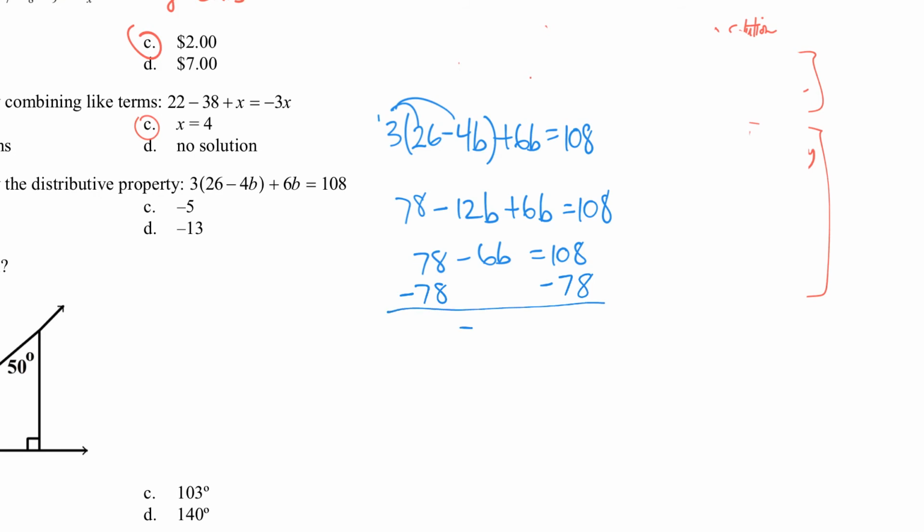And so I'm going to write the negative 6b here equals, with that 0, that's 30. And I'm going to divide by negative 6. And b is equal to negative 5. And ooh, I see it as c. Wow, a lot of these are c.